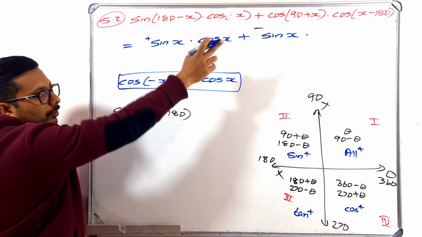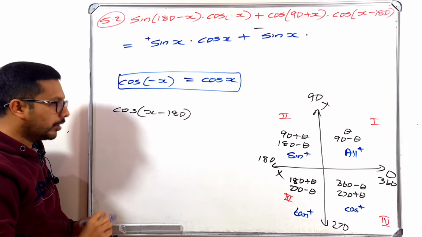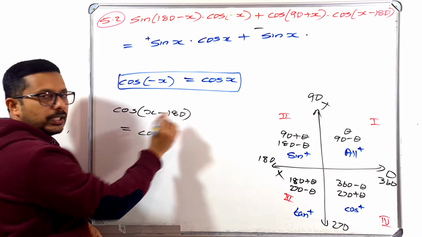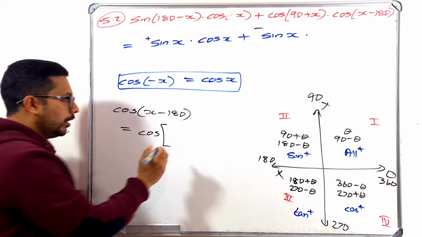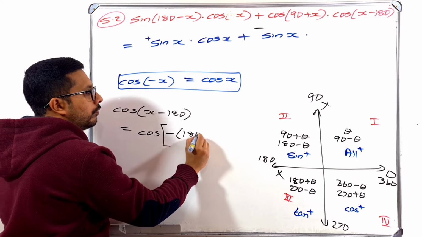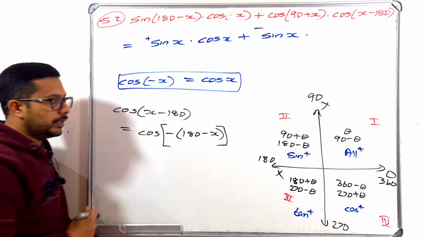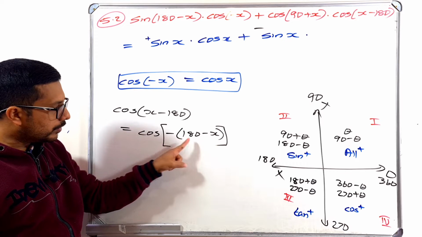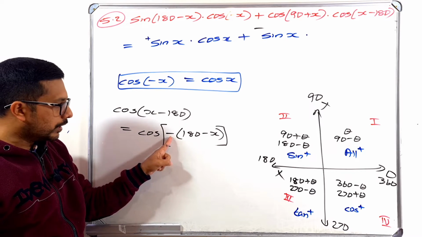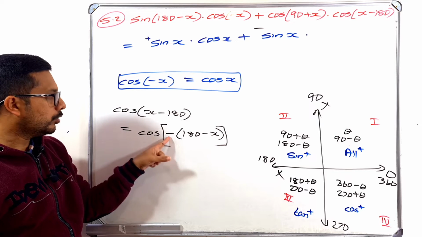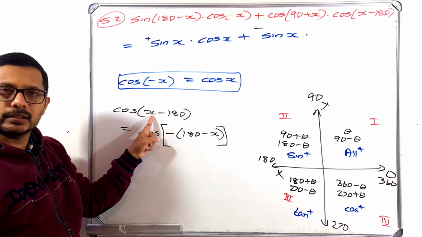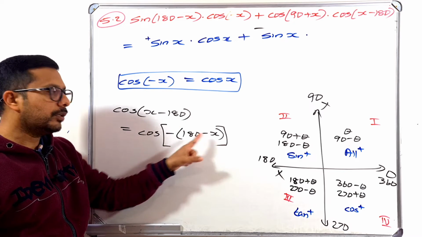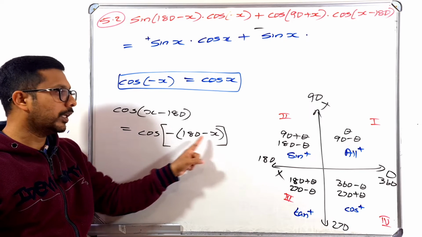Our question is cos of x minus 180. So look at what I'm going to do. This x minus 180, I'm going to swap it around. So it is minus of 180 minus x. I can write it like this: cos of minus of 180 minus x, because minus into 180 is minus 180, and minus into minus x is positive x. So cos of x minus 180 we can write as cos of minus of 180 minus x.